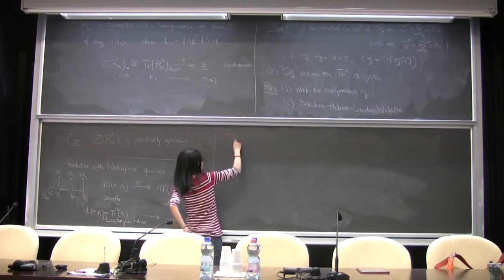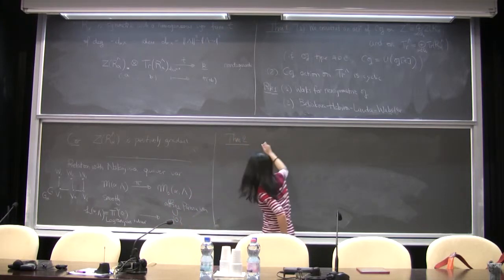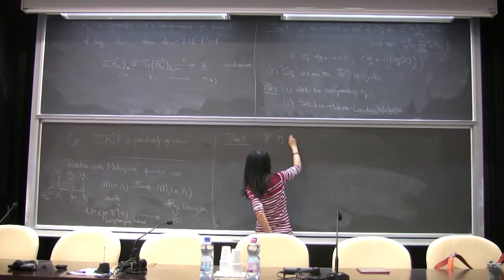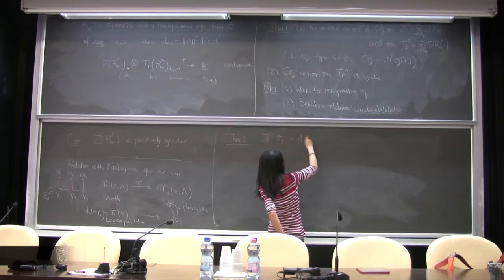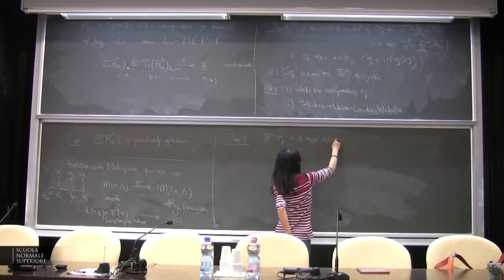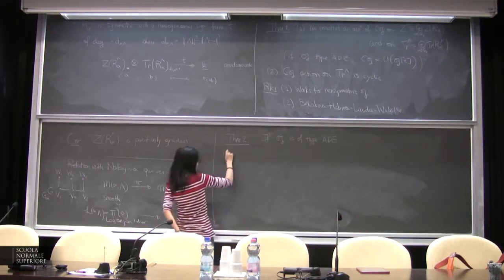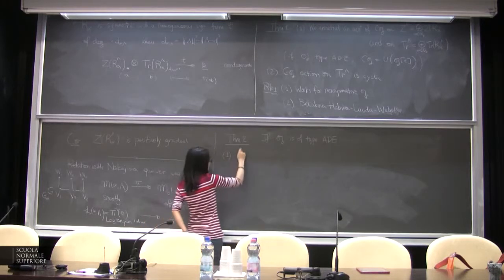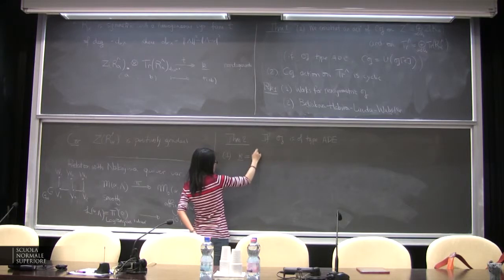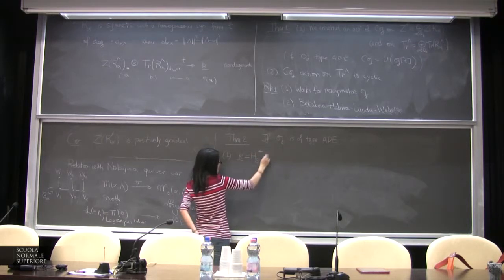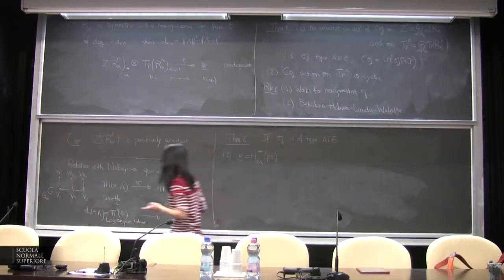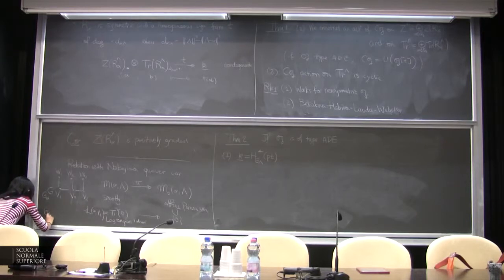The second theorem is the following: if we assume G is of type ADE, then we can consider two particular situations of the quiver Hecke algebra. For the first one, I take this K underline to be the equivariant cohomology of the group G lambda. G lambda is just the product over I of all the GL of lambda I. Lambda is a dominant weight and lambda I is the coefficient before omega I.